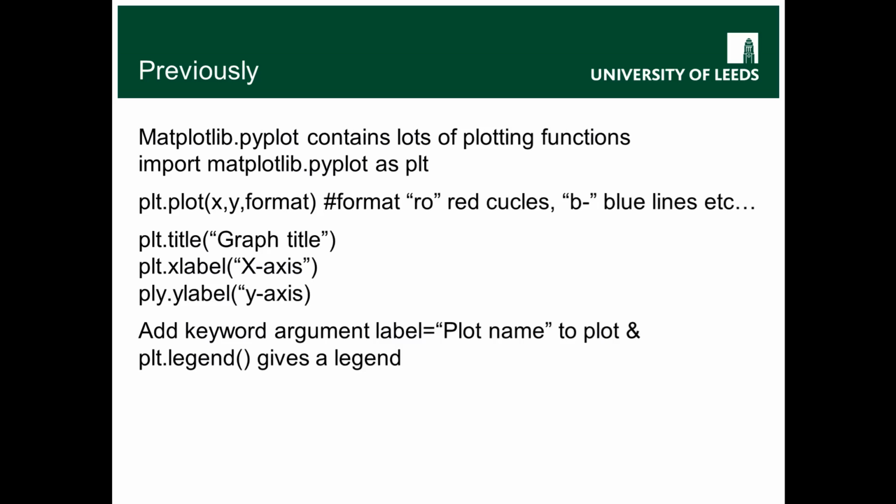Then there's a plt.title, which lets you add a title to your plot, and a plt.xlabel to add an x-axis label, and a plt.ylabel that adds the y-axis label. When you do the plot, if you have an optional keyword parameter label, then you can give each plot you do a name, and if you do plt.legend, then you're going to get a legend on your plot. So we're going to do more on matplotlib now and just show you a variety of new commands.